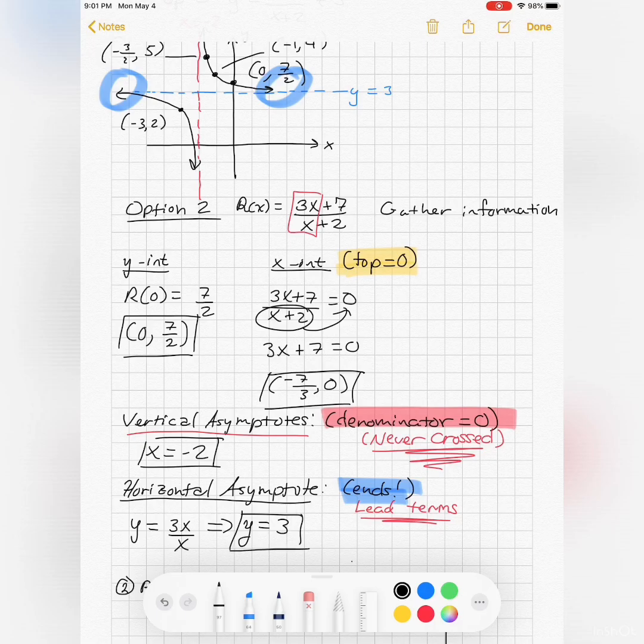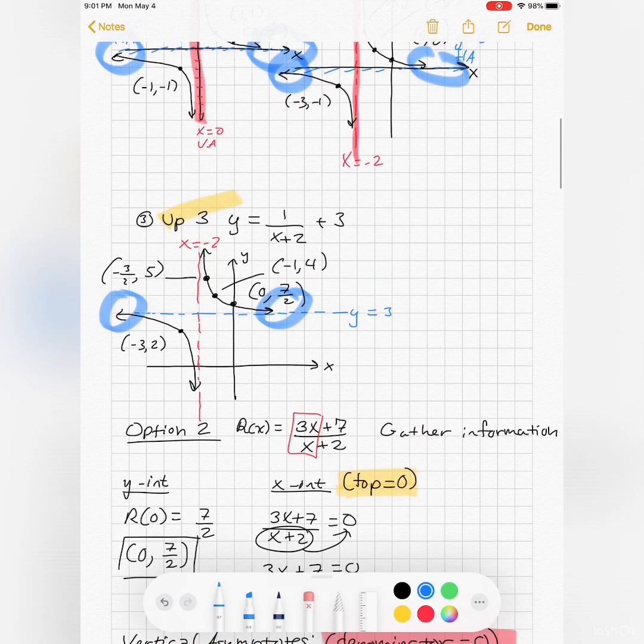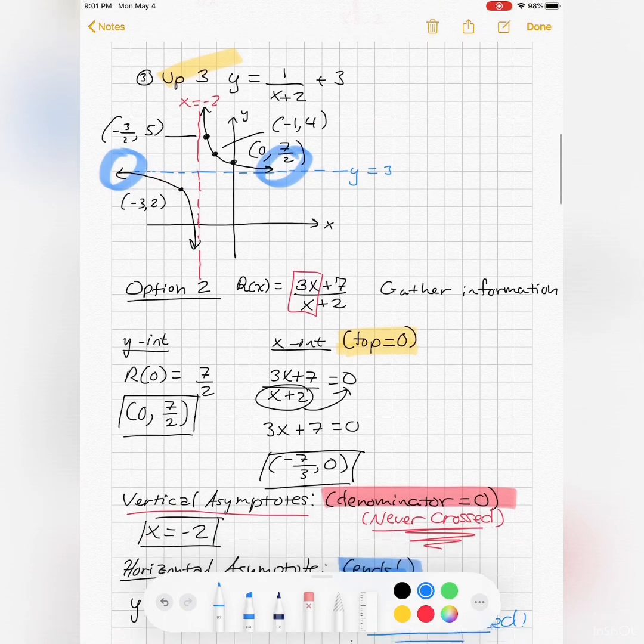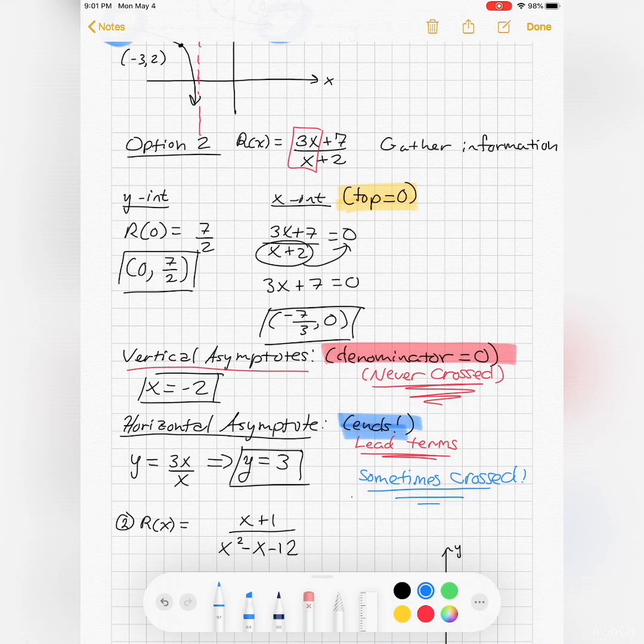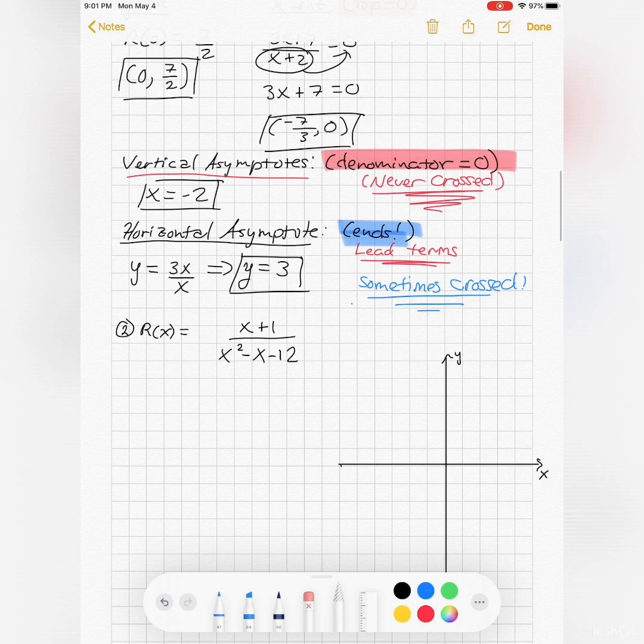Now, I just wanted to comment that generally speaking, because a horizontal asymptote tells us only what happens on the ends of the graph, a horizontal asymptote is actually sometimes crossed. We're going to get to some examples a little bit later where that actually occurs. In this case, the horizontal asymptote is not crossed because this is a translation of a reciprocal function. But we'll get to some other examples a little bit later.